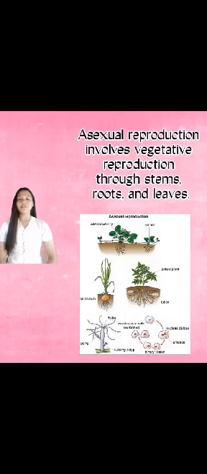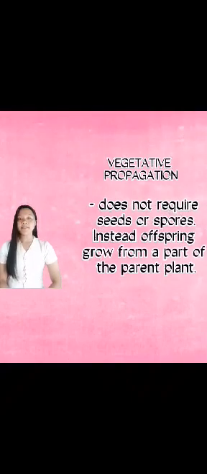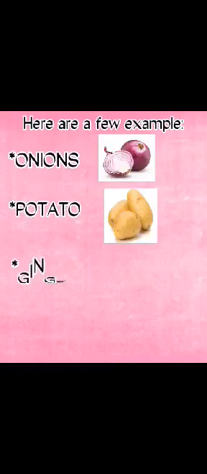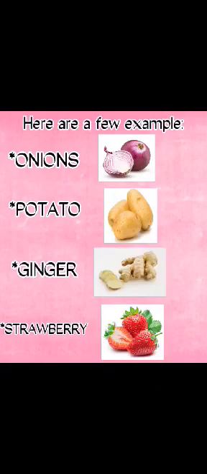Asexual reproduction involves vegetative reproduction through stems, roots, and leaves. There are different methods of asexual reproduction. They include vegetative propagation and fragmentation. Vegetative propagation does not require seeds or spores. Instead, offspring grow from a part of a parent plant. Here are a few examples: onions, potato, ginger, and strawberry.